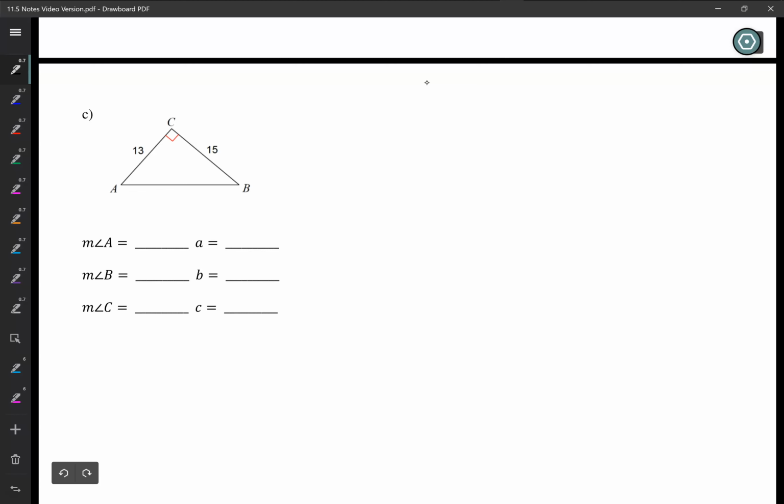So again, the first thing I always do is fill in the things I know and label the missing side. So across from angle C is little c. And let's see, across from angle A is little a. So that 15 is little a. Across from angle B is little b. And we know that the right angle, the measure of angle C, is 90 degrees.